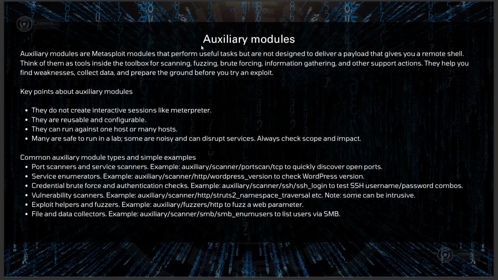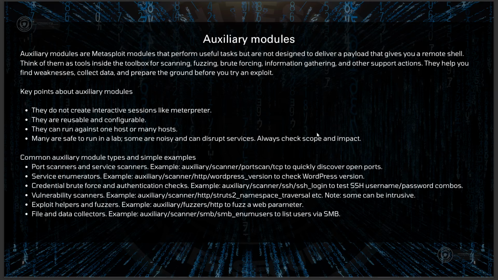Now let's learn about what auxiliary modules are. Auxiliary modules are Metasploit modules that perform useful tasks but are not designed to deliver a payload that gives you a remote shell. Now you need to remember this point. Think of them as tools inside the toolbox for scanning, fuzzing, brute forcing, information gathering, and other support actions. They help you find weaknesses, collect data, and prepare the ground before you try to exploit.